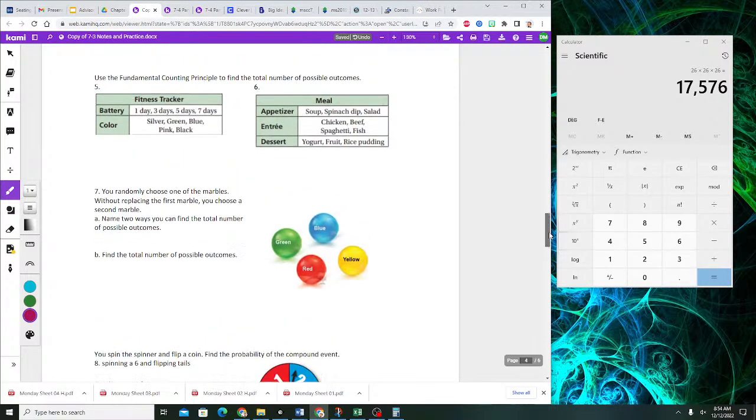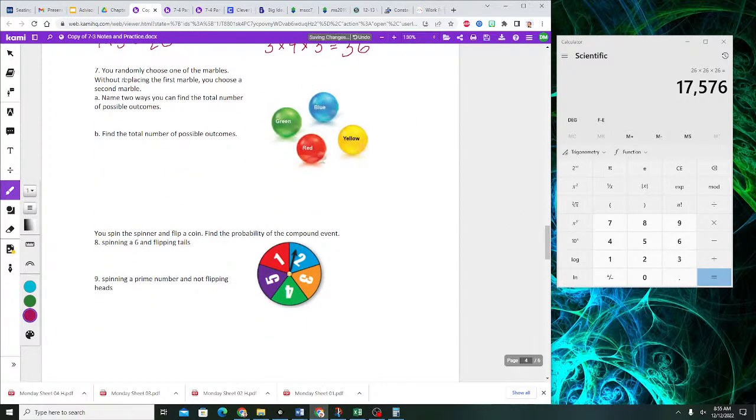All right, so down here, again, we're going to use the fundamental counting principle to find the total possible outcomes. In battery, we've got 1, 2, 3, 4. And in color, we've got 1, 2, 3, 4, 5. So we're going to go 4 times 5, which is 20. For meals, over here we've got 1, 2, 3, over here we've got 1, 2, 3, 4, and down here we've got 1, 2, 3. So that's 3 times 4 times 3, which is 36.